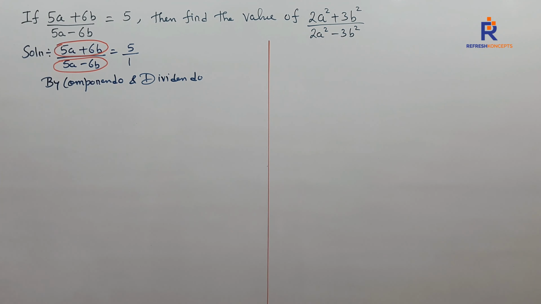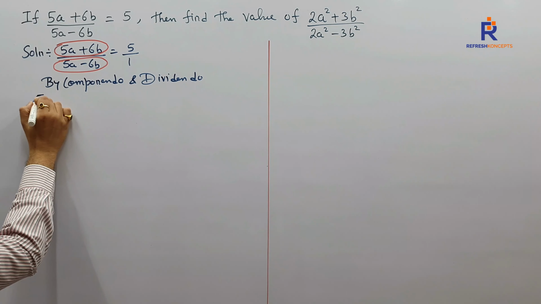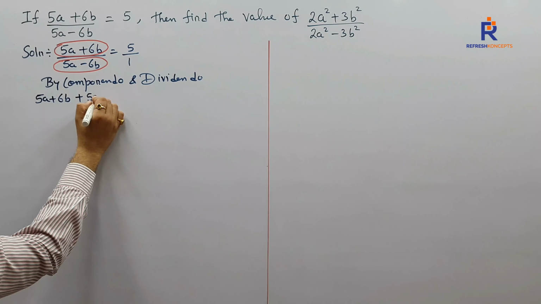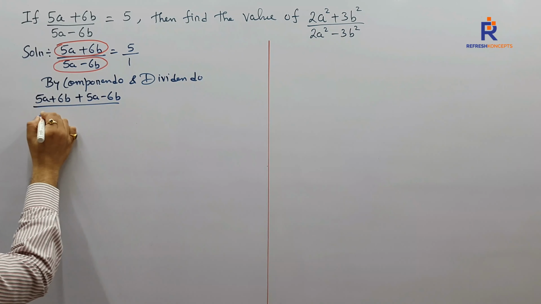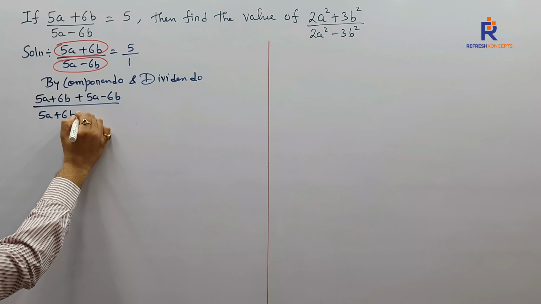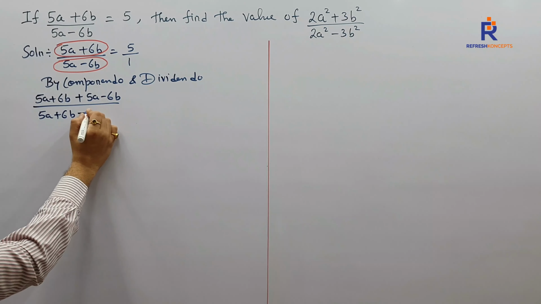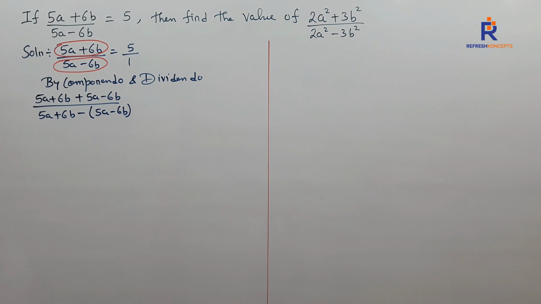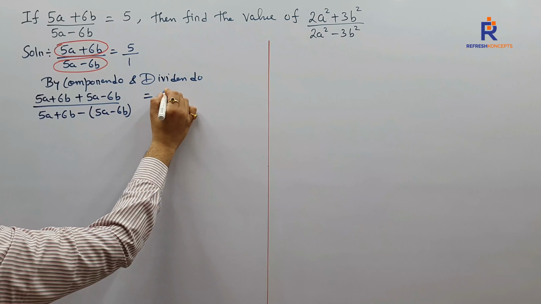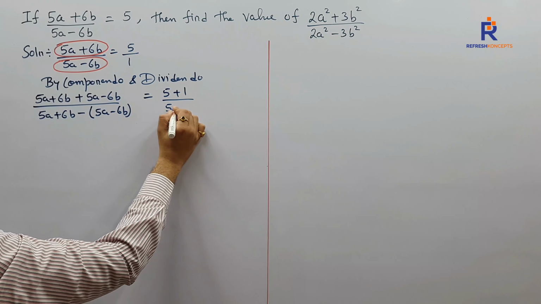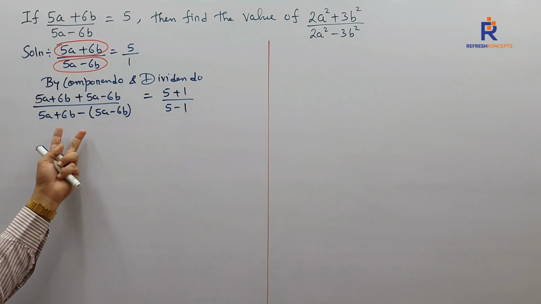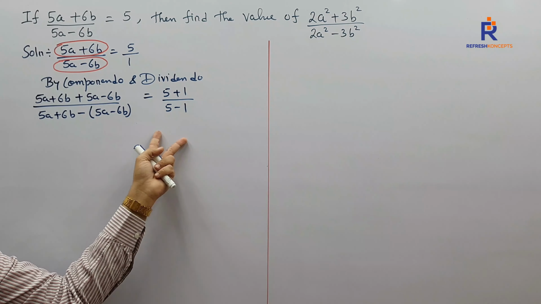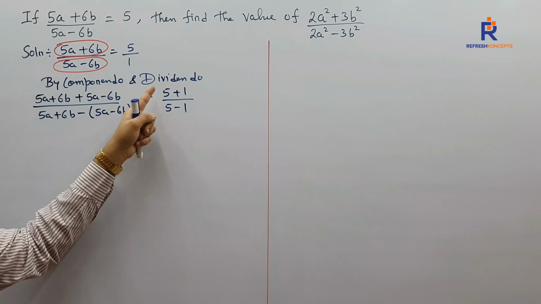So, by componendo dividendo, (p + q) upon (p - q). Since I have a minus followed by a binomial, there has to be one extra parenthesis. Same thing on the RHS: (5 + 1) upon (5 - 1). Children, you tend to do componendo dividendo on the LHS, but you forget to do it on the RHS. 5 plus 1 upon 5 minus 1.